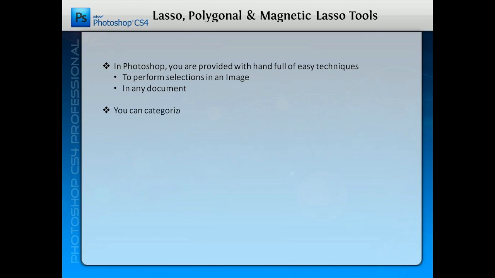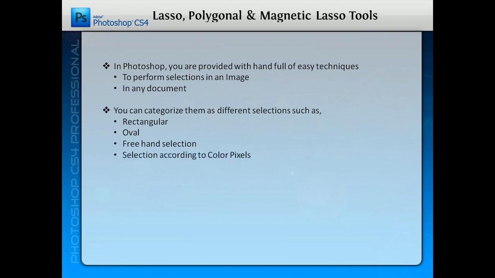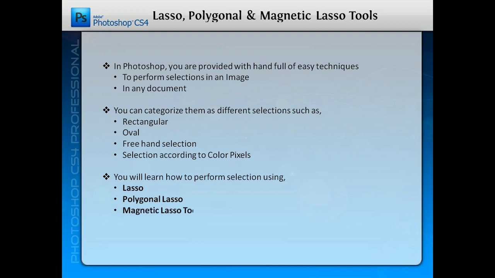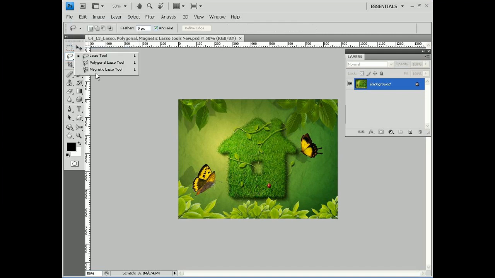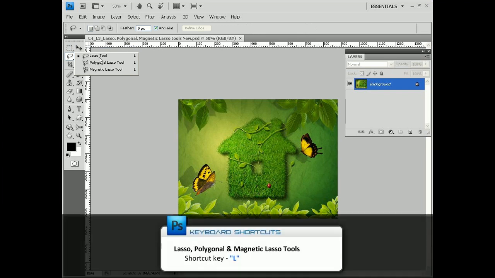You can categorize them as different selections, such as rectangular, oval, and freehand selection, selection according to color pixels, and so on. In this tutorial, you'll learn how to perform the selections using lasso, polygon lasso, and magnetic lasso tools. This is the lasso tool. The polygonal and magnetic lasso tools are hidden tools within lasso tool. The time saver shortcut is L.